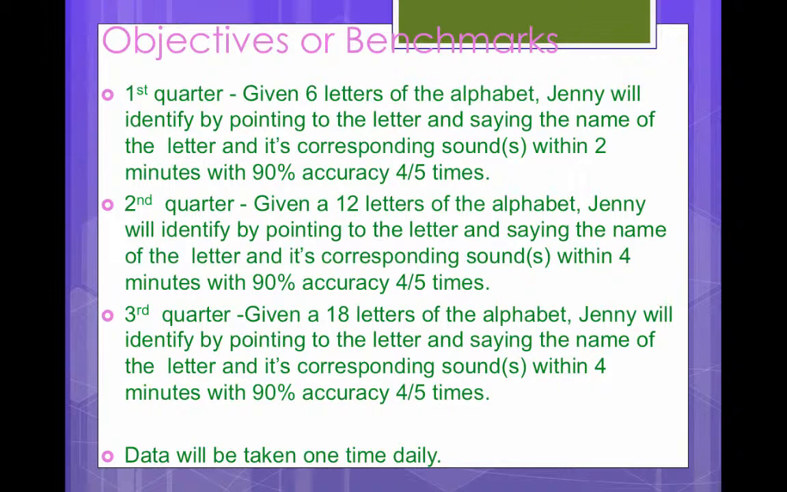We want to look at an objective or a benchmark as what a student can master in 3 to 4 months. So I think Jenny can learn 6 letters within the first quarter. So my objective would be, given 6 letters of the alphabet, Jenny will identify by pointing to the letter and saying the name of the letter and its corresponding sound or sounds within 2 minutes with 90% accuracy 4 out of 5 times. So I think that she can learn the letters and the sounds within 3 to 4 months.